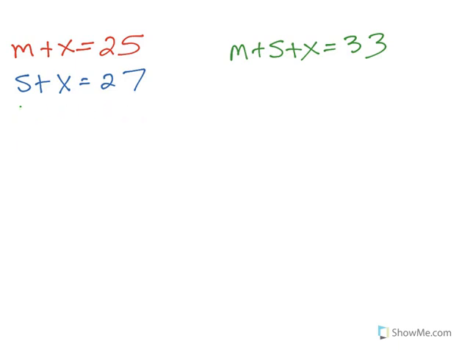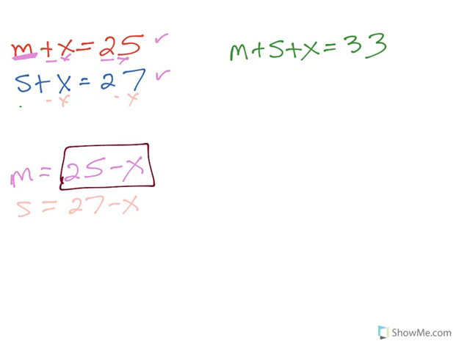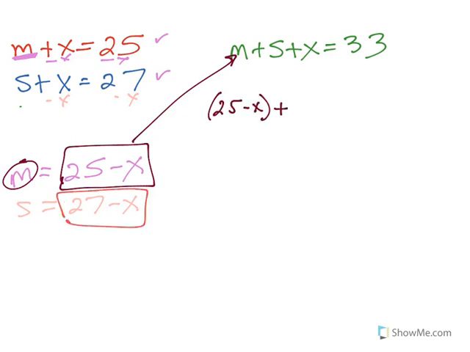Bear with me, because you say, well, there's more information. Yeah, but watch. I now know that I can write each of these equations in terms of X. How do I get m by itself? I subtract X from both sides. So m equals 25 minus X. If I subtract X, S equals 27 minus X. I can use the substitution method. I can take 25 minus X and put it in for m, and 27 minus X in for S. So I get 25 minus X plus 27 minus X plus X equals 33.